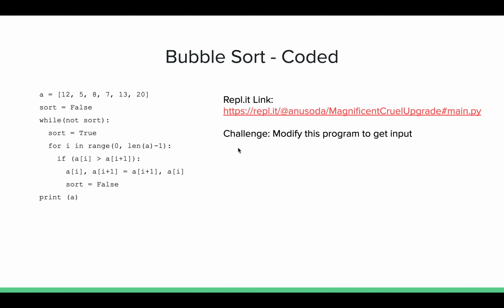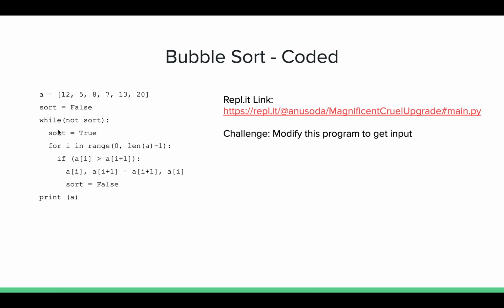Same challenge: modify the program to get input. But about that nice swapping mechanism I was talking about, this is the swap. As you can see, it says if a at i is greater than a at i plus 1, so if an element is greater than its next element, we swap them. And this is what the swapping mechanism looks like. I actually found this out pretty recently. It's really nice, it's short and sweet, and it's concise.